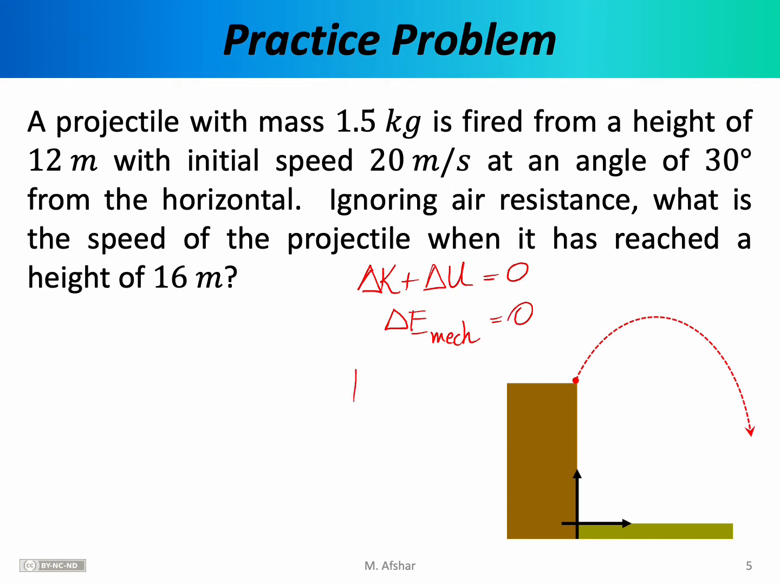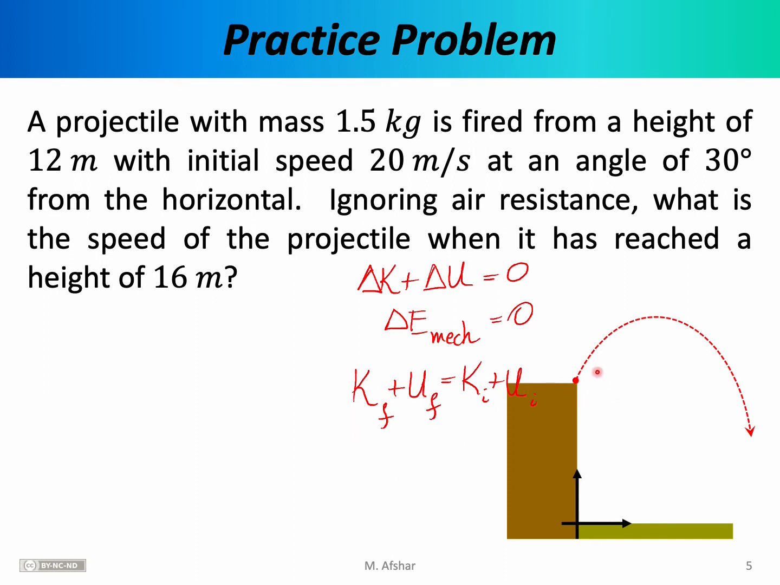Or you can also use this form of the same equation, K final plus U final is equal to K initial plus U initial. In most practical problems, this last form is probably the best form to use, although these three equations are mathematically equivalent. To use any of these, you need to know something about the energy, specifically the kinetic energy and the potential energy of the projectile at different points, initially and finally.